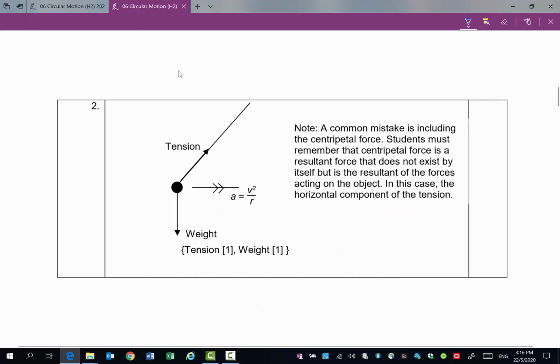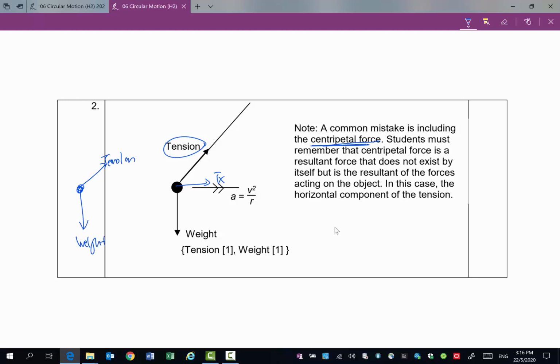Let me show you the typewritten solution. So you can see here, the tension must be pointing somewhat towards the right, so that the horizontal component of the tension can provide the centripetal force. So the key thing to remember is, for a free body diagram, we should never include the centripetal force. To draw the free body diagram, it is simply tension and weight.